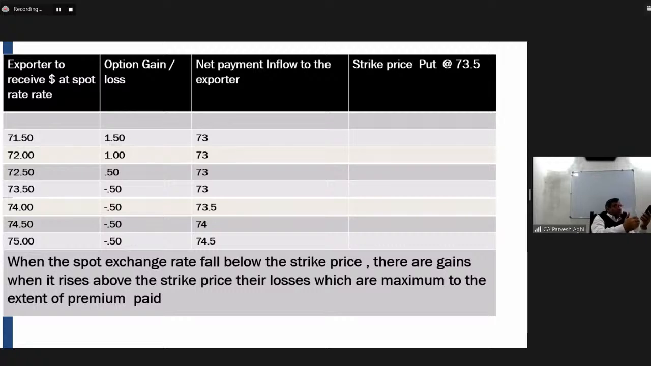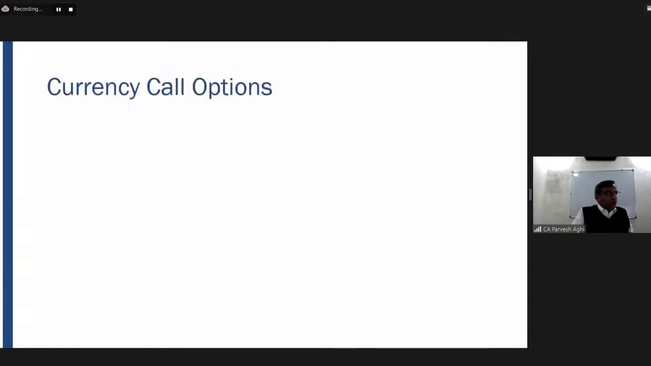But if the dollar starts depreciating, the benefit starts accruing to him because he will be protected by the option contract. So he is hedging himself at 73, but he has had to pay the cost of a premium. Fine. You can always make your own assessments of that, but it is right on your screen. Okay, so let's move forward.